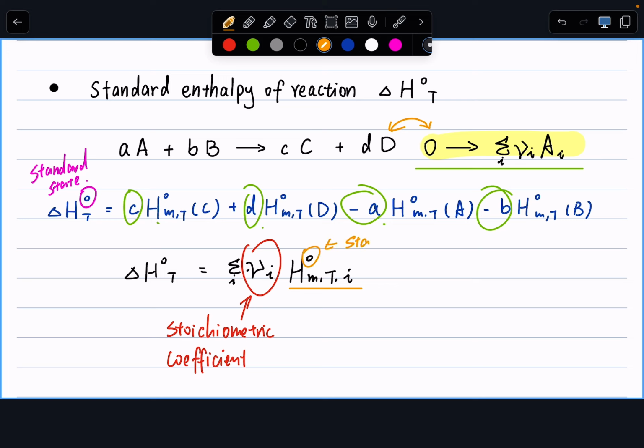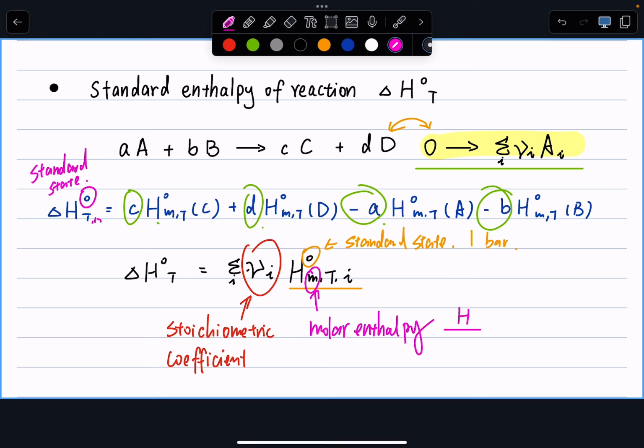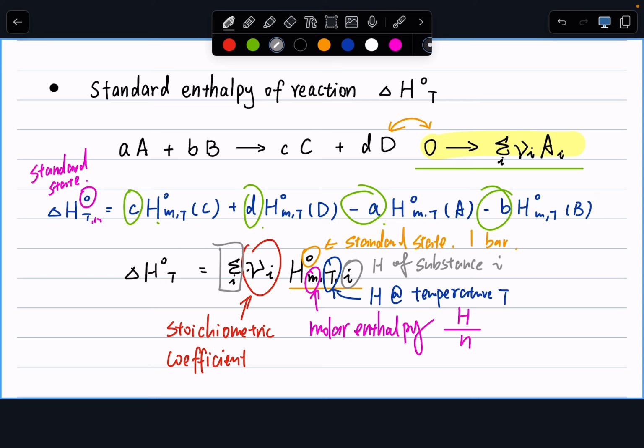So this one tells you that's my standard state, or 1 bar, right? This little m tells you that's the molar enthalpy. So the molar enthalpy means that's my H over the number of moles. And then T tells you that's the enthalpy at temperature T. And at last, we have this little I here that tells you that's the H of substance I, right? And we sum all substances together. So each I represents one of my substances, A or B or C or D.